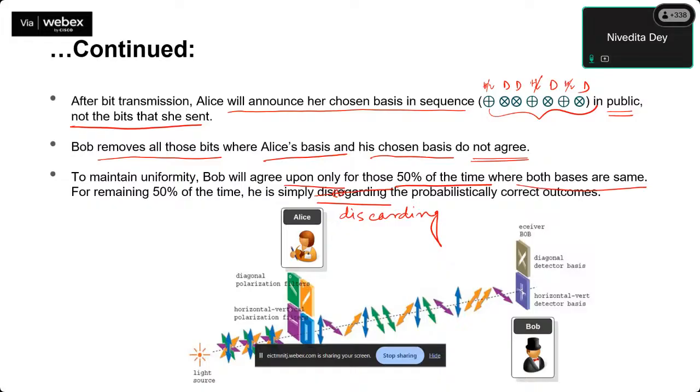Now all these things are happening on the condition that there is no eavesdropper in between. There is no attacker. It's a simple ideal scenario where there is no hacker, and no man-in-the-middle attack is ever possible. Alice and Bob will be there, and 50% of the time they will be agreeing, otherwise they will not. Bob will discard depending on Alice's announcement of her chosen basis through the public channel. So maybe for a few bits there is a match, still Bob will discard them.